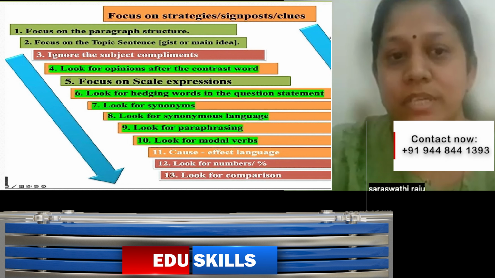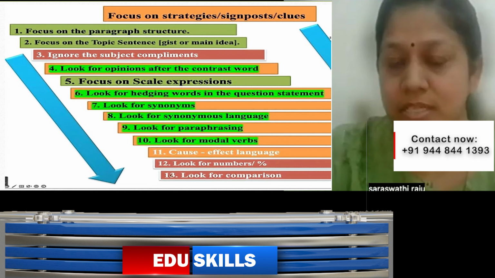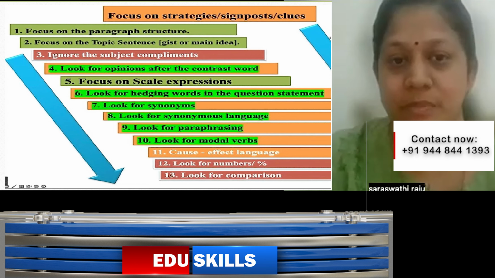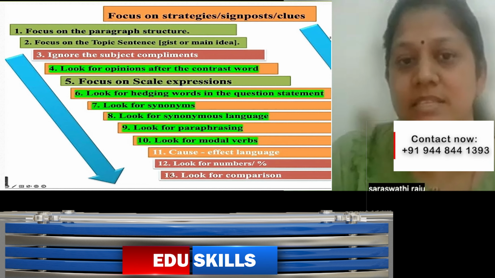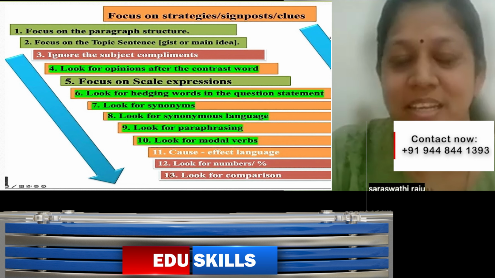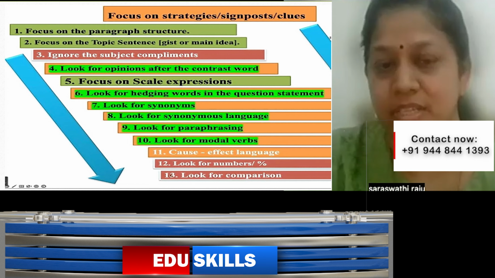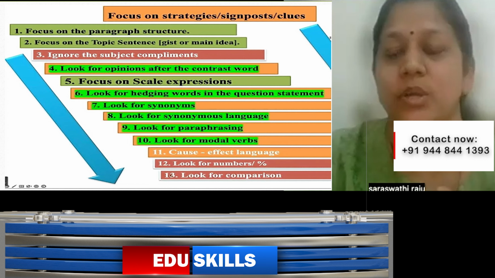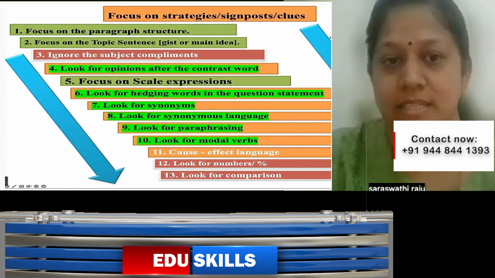The fourth one is look for opinion after the contrast word. Then focus on the scale expressions. I will give you the scales in the last one, and show you what scales we have. You have to watch also. If someone says that just listening will work, it won't. You have to write in your notebook and practice with those scales.